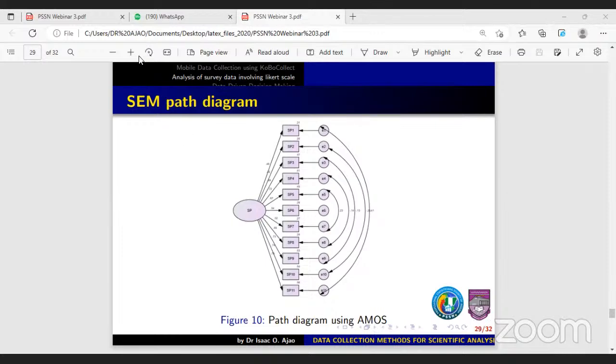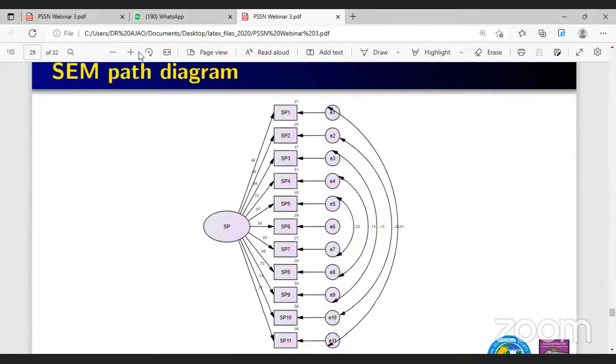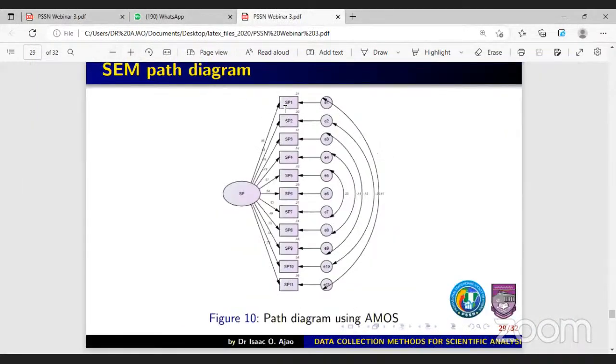What we see here, I want to see if I can increase it. Yes. This is SP1, SP2, SP3, students' performance. You can see all of these are factors. I identified 11 factors. All these ones we see here are called unobservable variables or values, which we call errors or residuals in our own terms. You of course can't observe them, but they exist and they must be estimated.